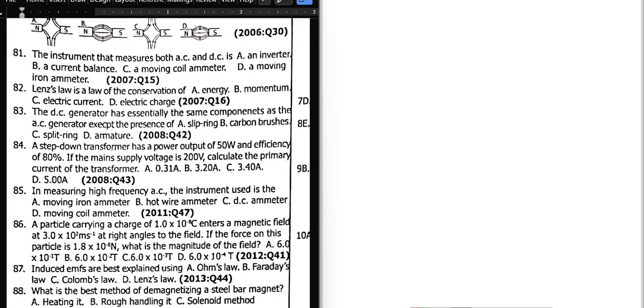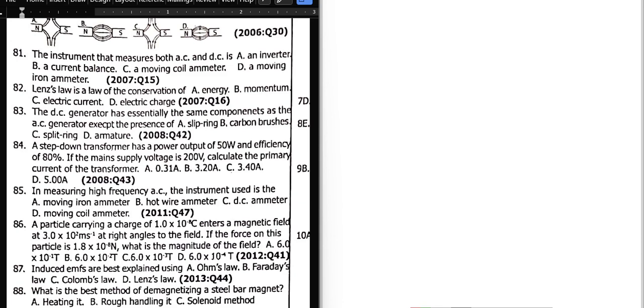Let's go. We are now at 84. The question says a step down transformer has a power output of 50 watts and an efficiency of 80%. If the main supply is 200 volts, calculate the primary current of the transformer. So what we're looking for is I, the primary current, IP.